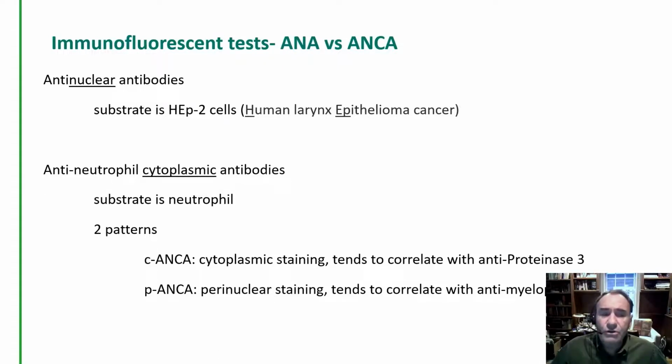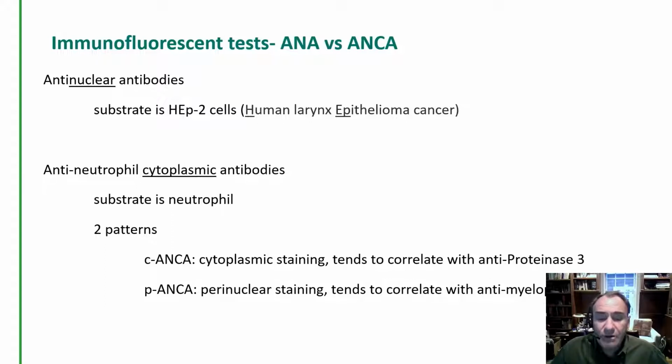There are anti-nuclear antibodies that we do a lot of, and then there are anti-neutrophil cytoplasmic antibodies, a distinction of the substrate the test is being done on. For ANAs, the substrate are HEP2 cells, which are human larynx epithelioma cancer cells, okay? You are looking at the nucleus of this kind of generic strain of cancer cells that are used in many, many tests. For anti-neutrophil cytoplasmic antibodies, the substrate is a neutrophil. It's not this HEP2 cell.